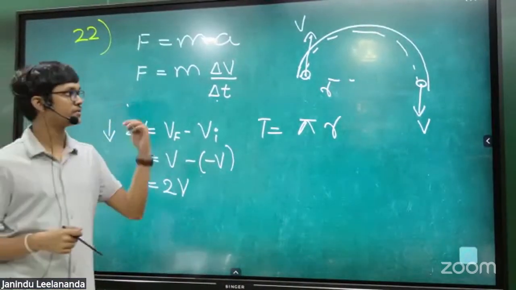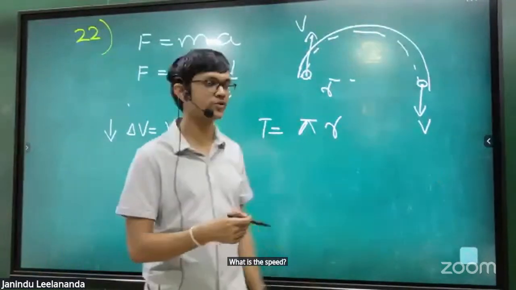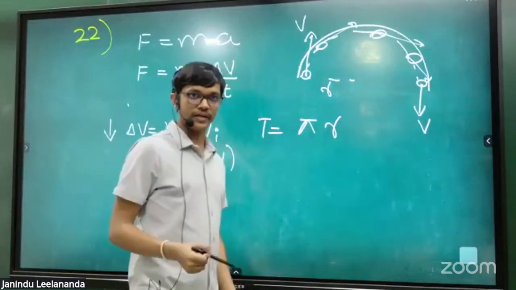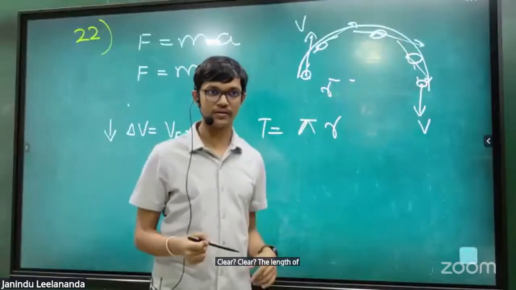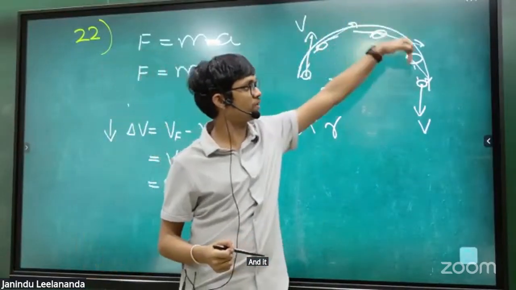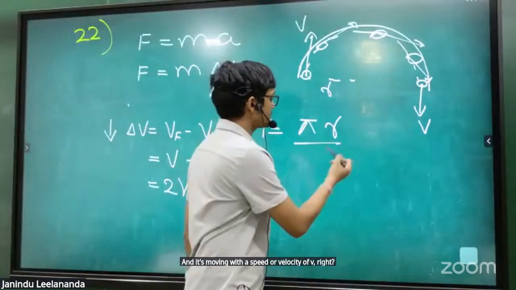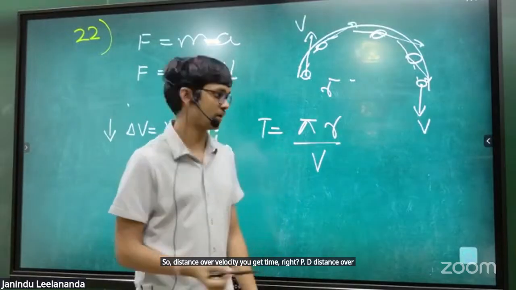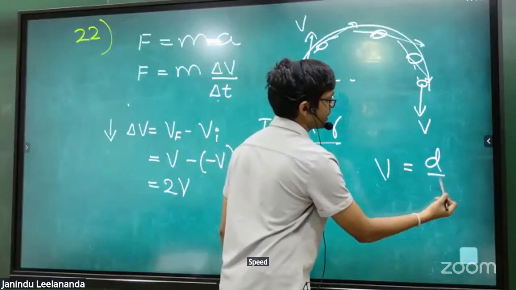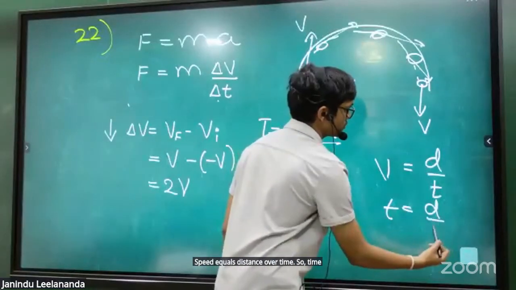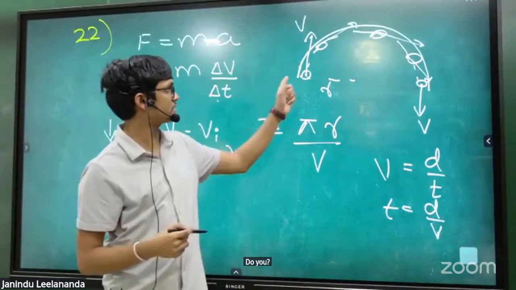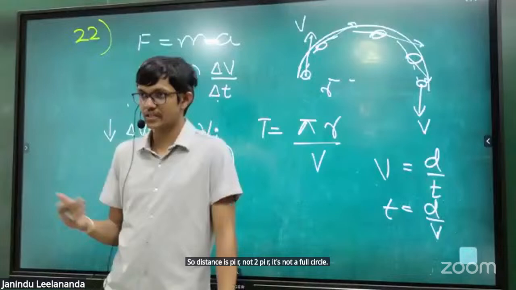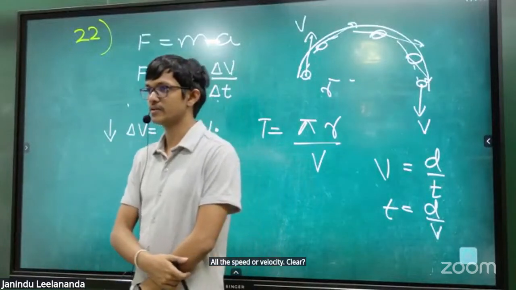What is the speed? V, right? It's continuously moving with the speed. The length of the path is pi r and it's moving with a speed or velocity of v, right? So distance over velocity, you get time. Why? Speed equals distance over time, so time equals distance over speed. So distance is pi r, not 2 pi r, it's not a full circle, over speed or velocity. Is that clear, everyone?